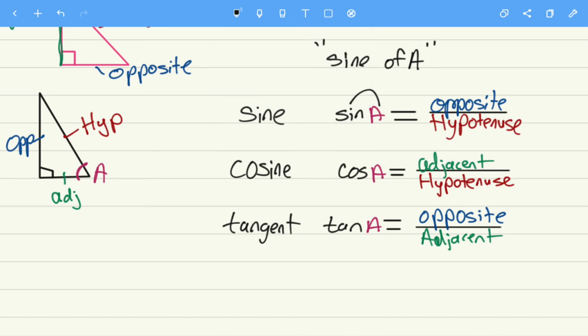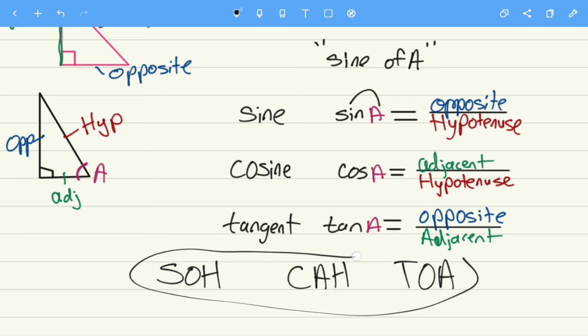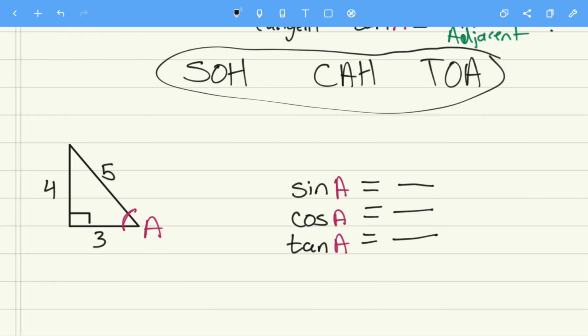A good mnemonic to remember these is SOHCAHTOA. So try to remember this, and this will help you remember our three ratios.